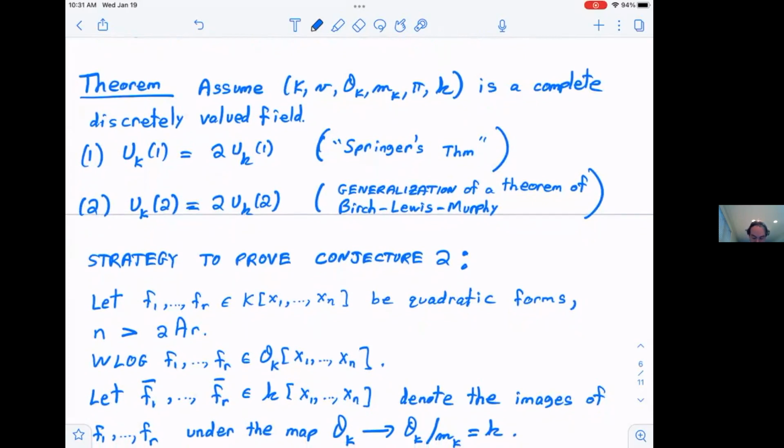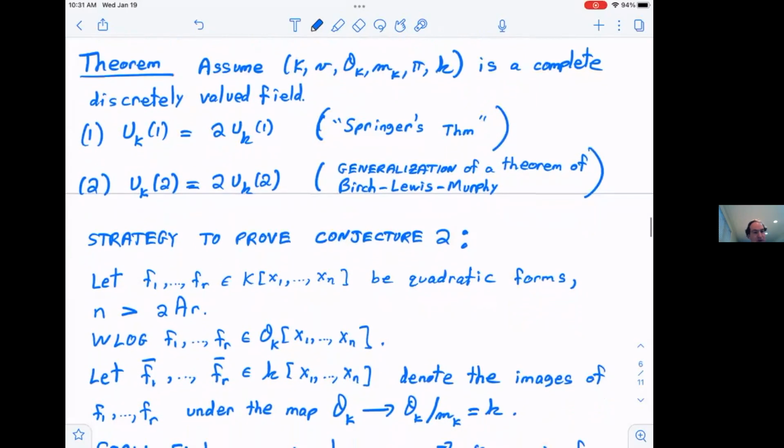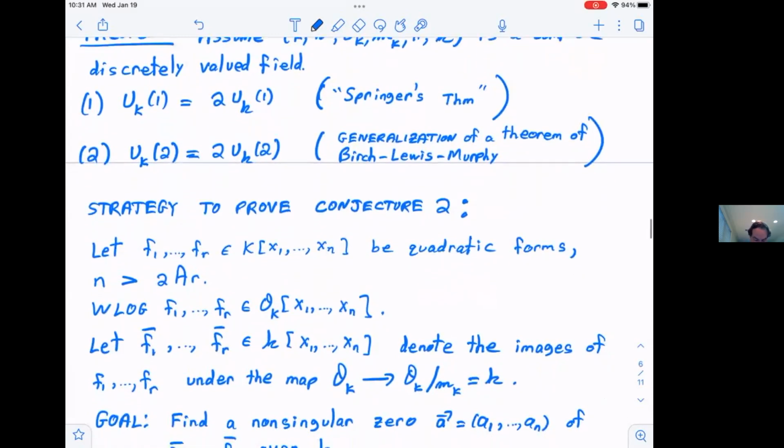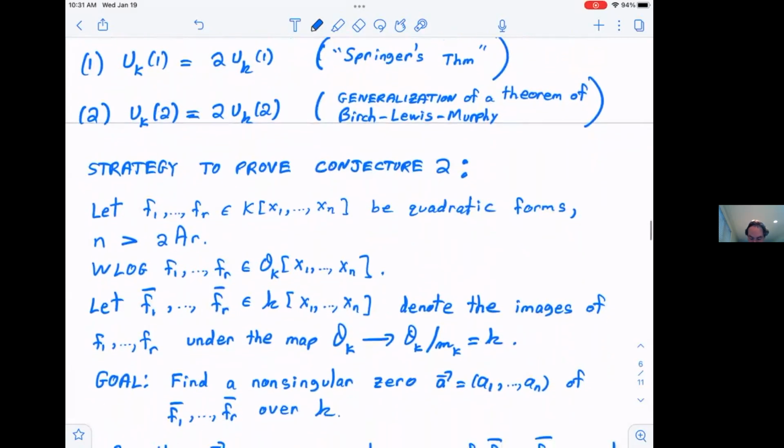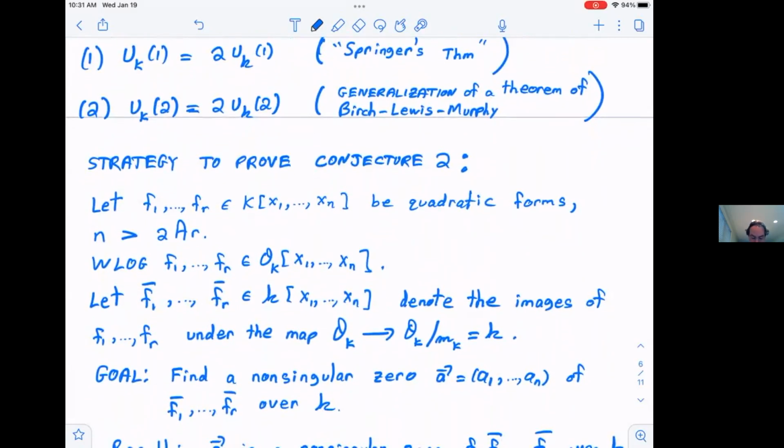Let F1 bar through FR bar denote the images under the residue field map, O sub k going to O sub k mod the maximal ideal. Our goal is to find a non-singular zero of F1 bar through FR bar over the residue field.